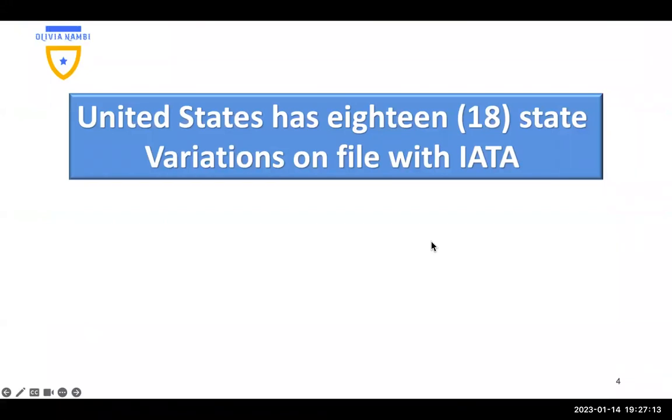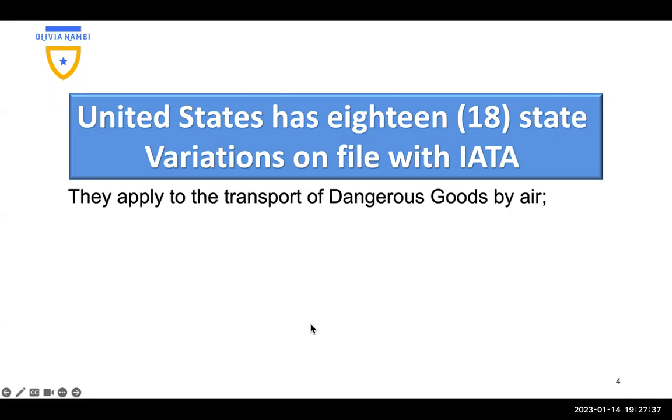Besides the national legislation, we also have some state variations on file with IATA, and I gladly remind you that we have 18 state variations on file with IATA for the United States of America. If you're planning to ship dangerous goods to, through, or from the United States of America, you're supposed to comply with the state variations, which are applicable to your shipment.